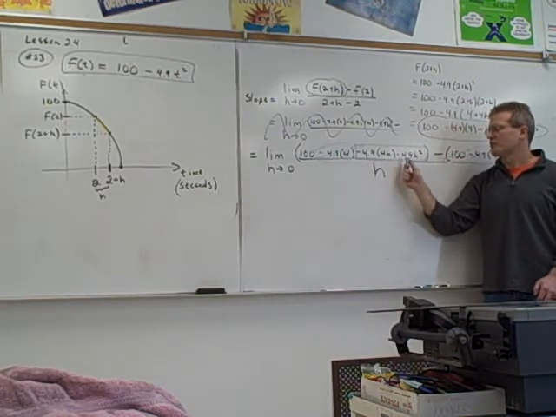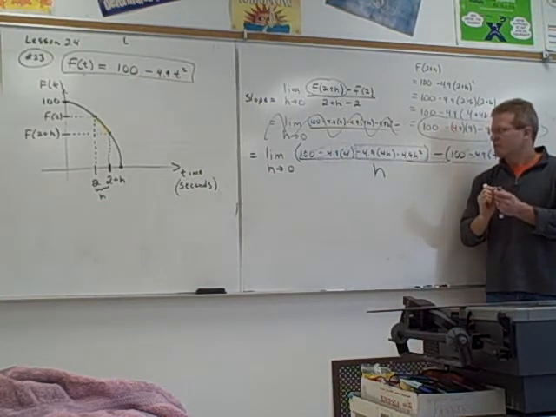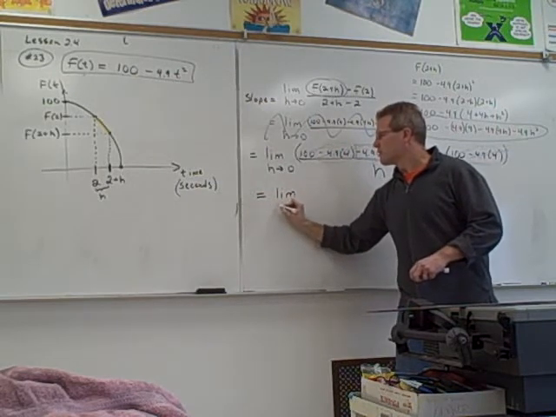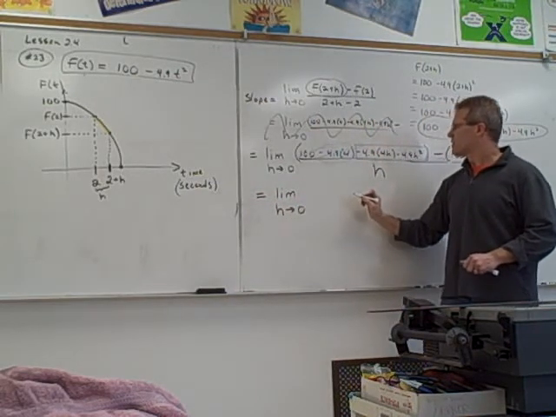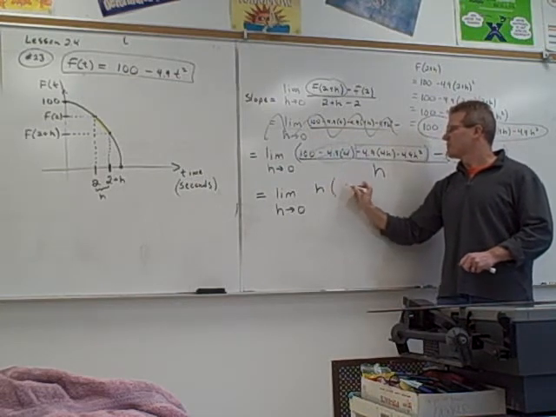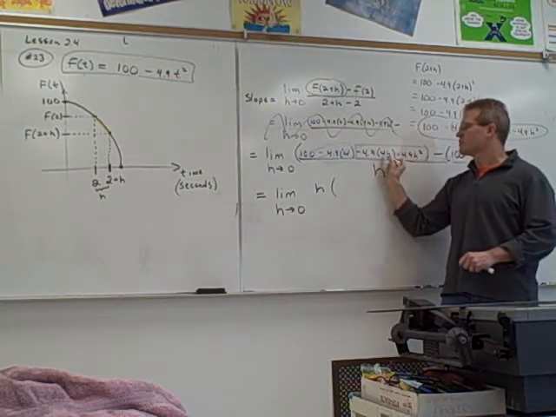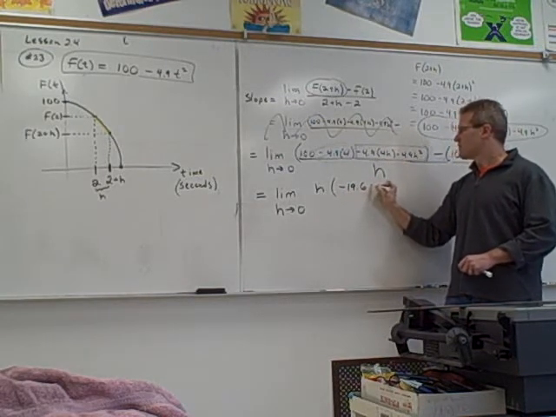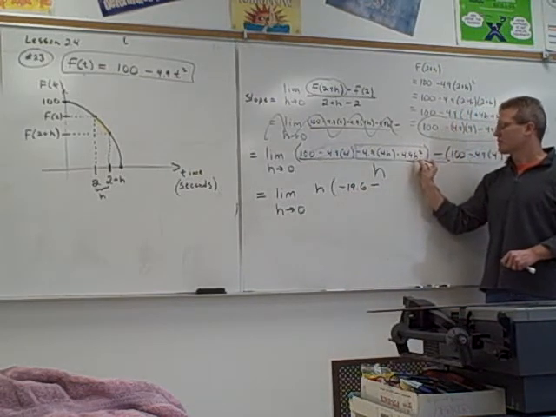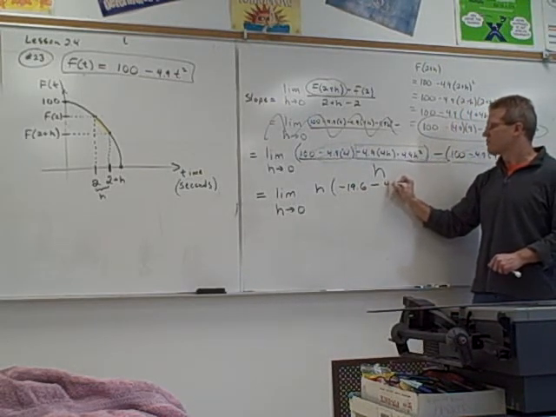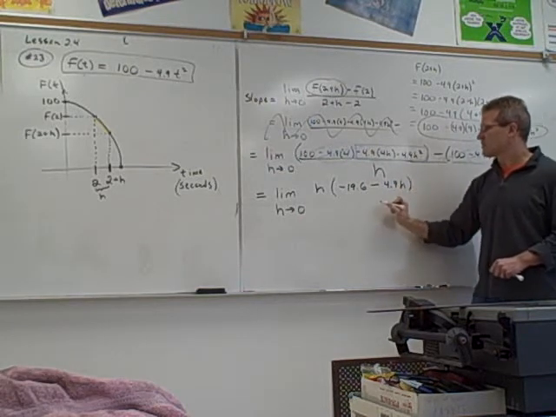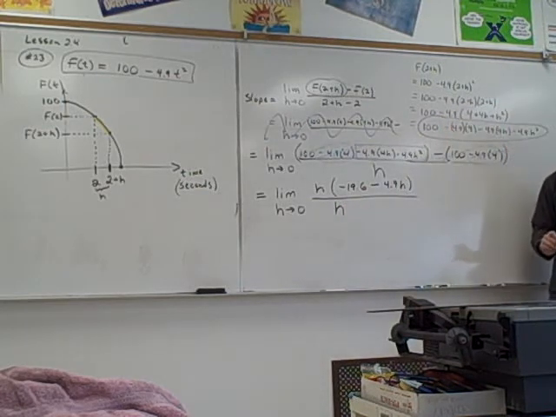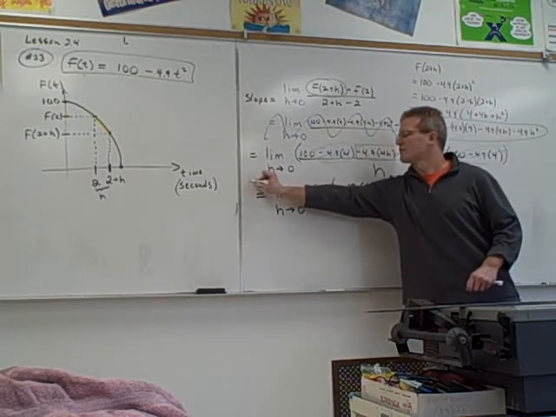What could you factor out of both these terms? H. Yep. So we're almost done. That part's almost over. So we get the limit as h approaches 0. We're factoring h out of the numerator. That would leave you with negative 4.9 times 4, which I think is negative 19.6. Minus, factoring h out of 4.9h squared, that would be 4.9h. All divided by h. Just draw a line and separate these.